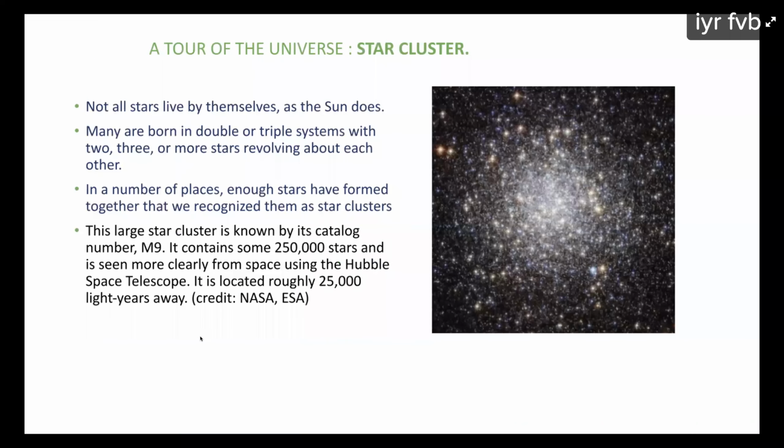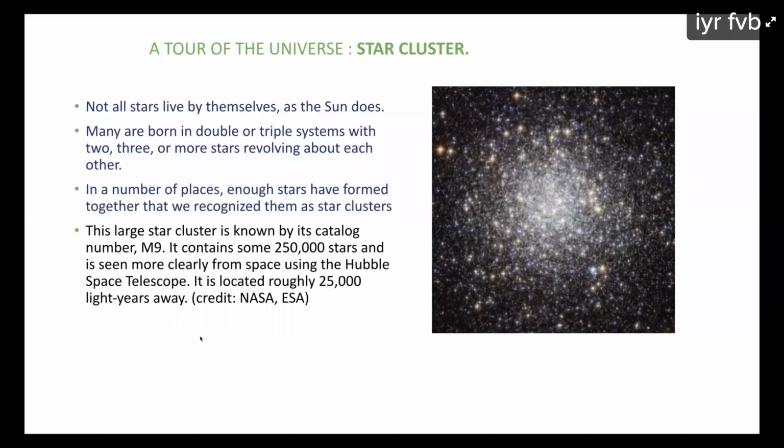And then another thing that we have inside these galaxies. Now I told you that there are a large number of stars in our galaxy, right? However, not all the stars live by themselves as the sun does. So we all know that the sun is an isolated star. There are no other stars close to the sun, right? So that's why we say that the sun is the only star in our solar system.